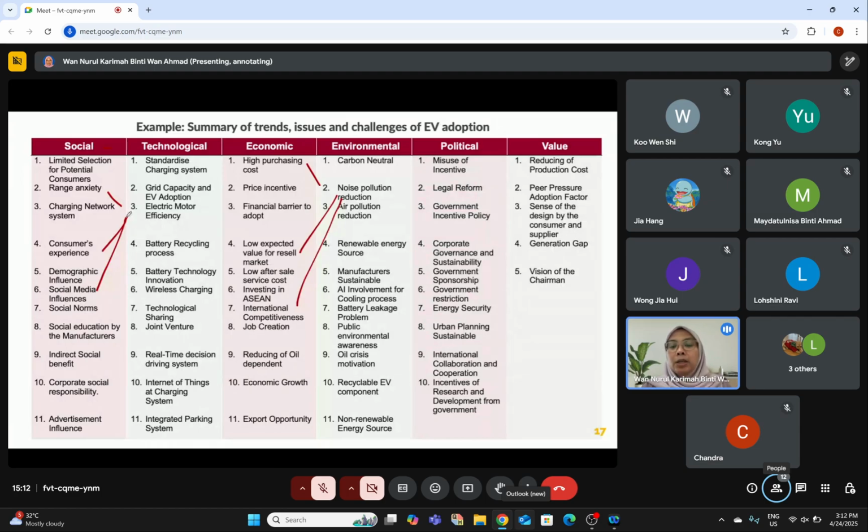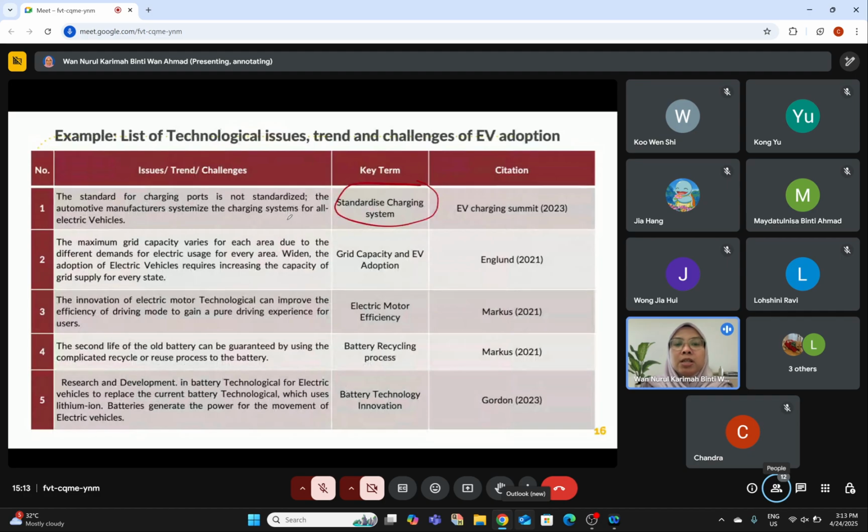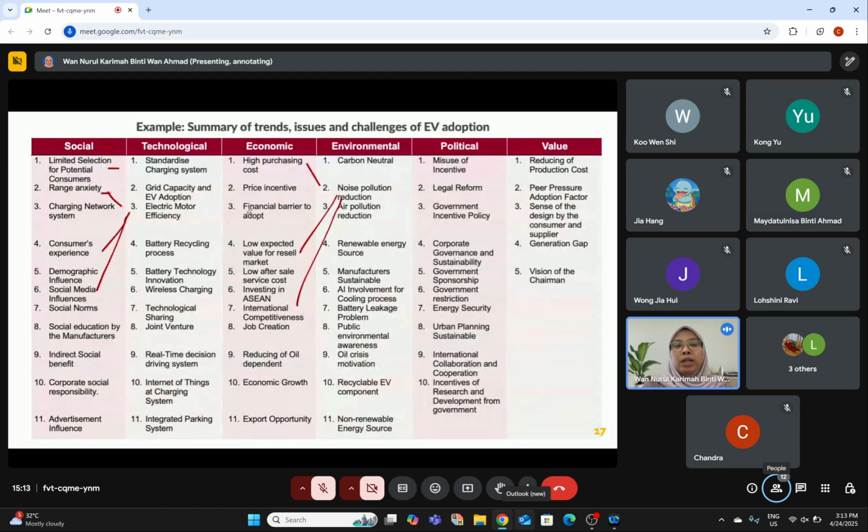As long as you understand what each of these terms means and how it can affect other factors, other factors related to the topic of your study. Yang penting sekali kena faham dulu. Bila you baca statement ni kan, the statement contohnya standard for charging port is not standardized. The automotive manufacturer systemized a charging system for all electric vehicles. So you have to understand what this statement means and the key term that could summarize what that statement is about. And when you summarize it here, you know what each one is related to and what it means.